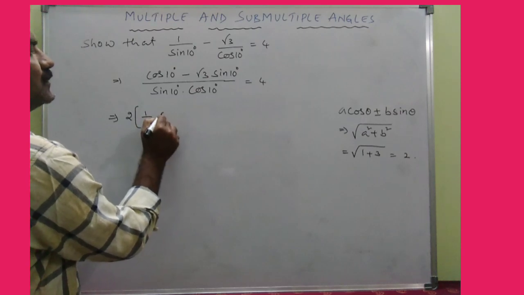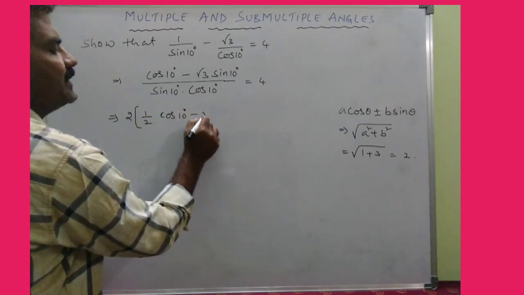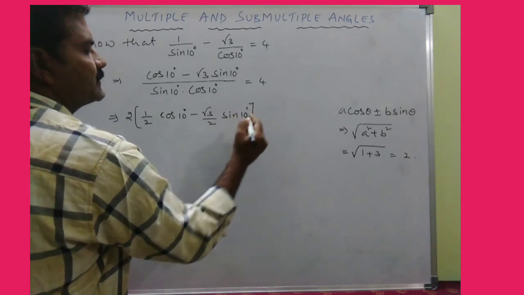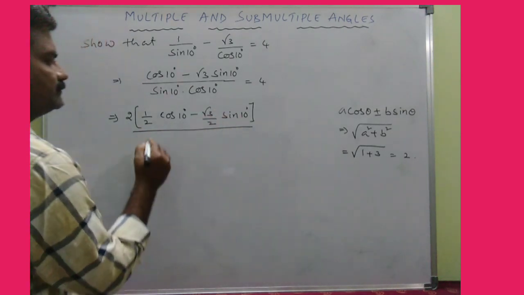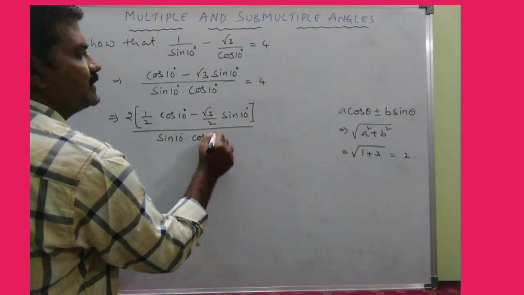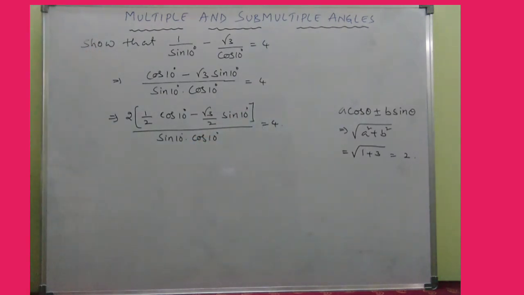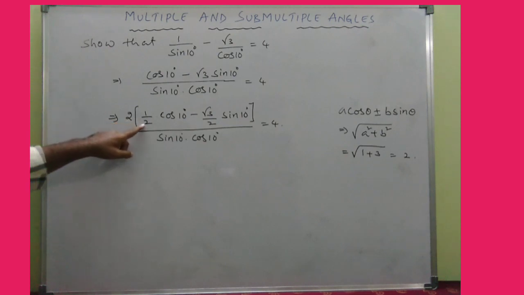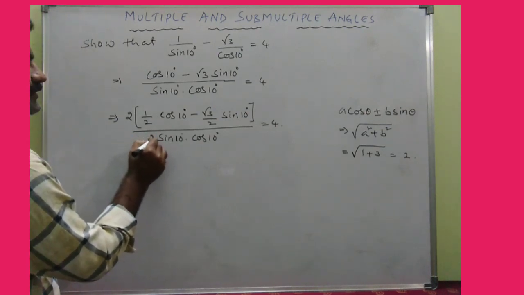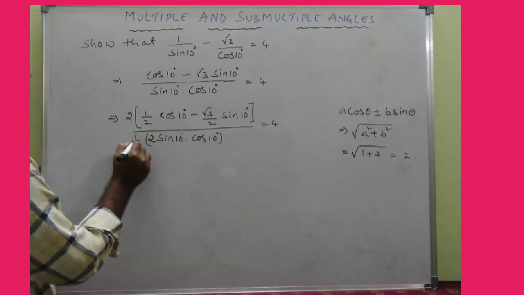That is, I can write it like this: 1 by 2 into cos 10 degrees minus root 3 by 2 into sine 10 degrees, whole divided by sine 10 degrees into cos 10 degrees, which is equal to 4. The value of root of a square plus b square is 2, that's why multiplied and divided with 2. Even in the denominator also, better multiply with 2 and divide with 2.